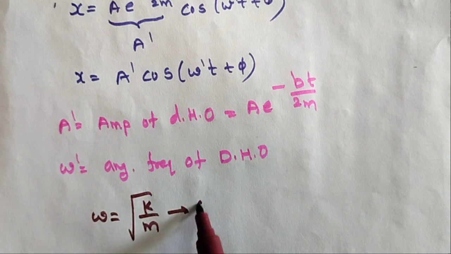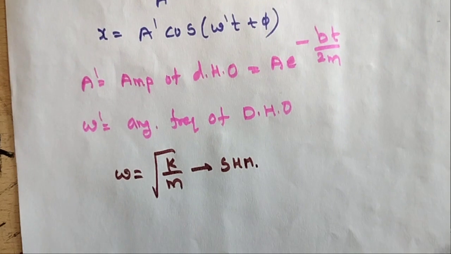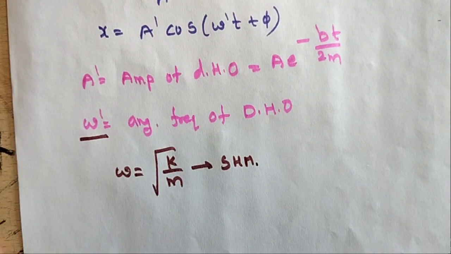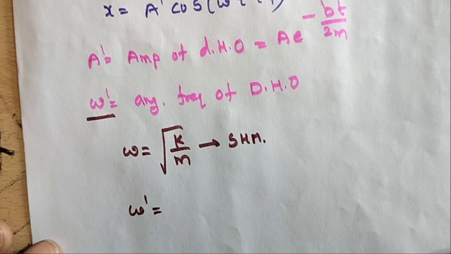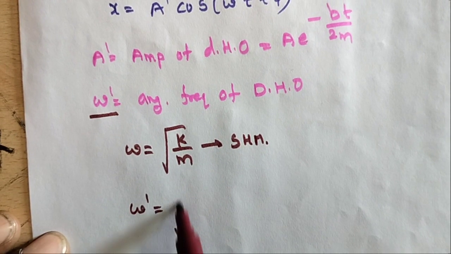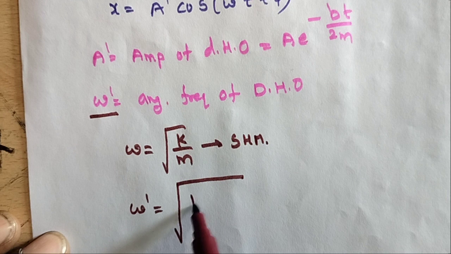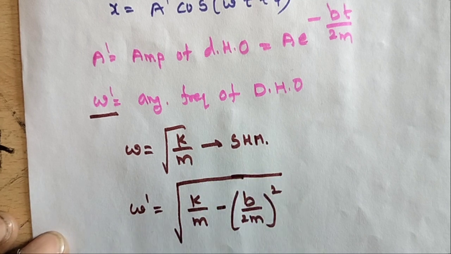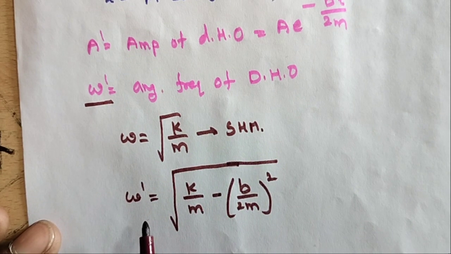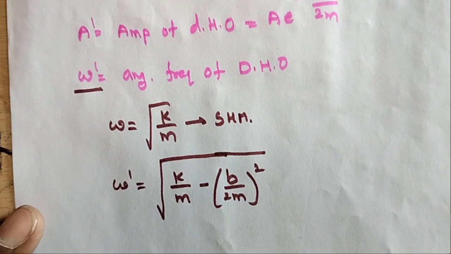So it is a simple harmonic motion. But here omega dash is also the angular frequency of the damped harmonic oscillation. Omega dash is equal to under root of k by m minus (b by 2m) whole square. So this is the equation for the angular frequency of the damped harmonic oscillations.